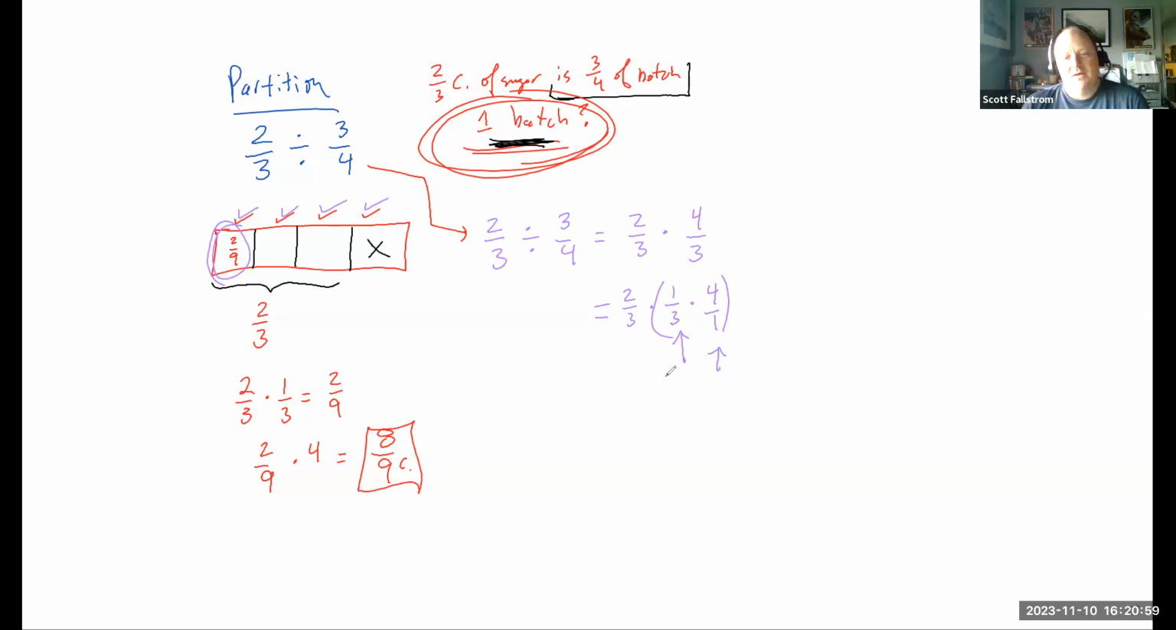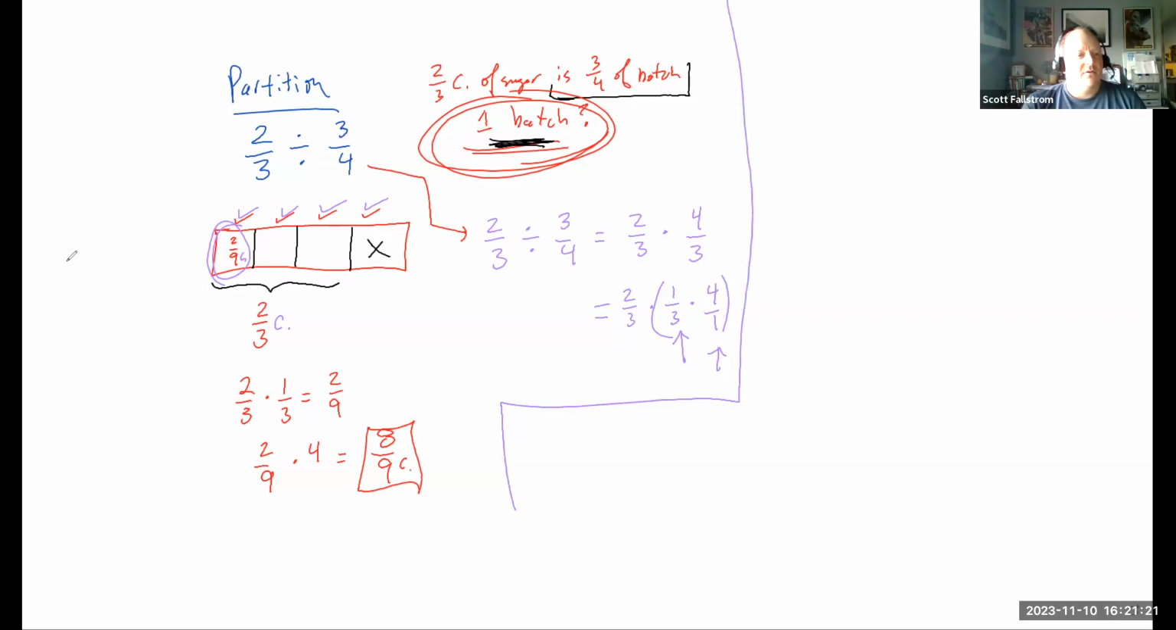Okay, there you are. So that's why invert and multiply works, because all you're doing is breaking down to see how much is in one piece, one little piece, and then how many pieces do I need to make a batch, right? And so this is 2/3 of a cup. This is 2/9 of a cup. You multiply, you get 8/9 of a cup.